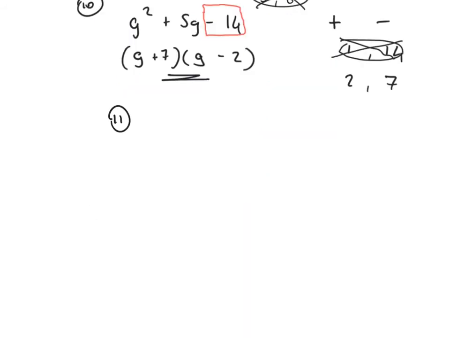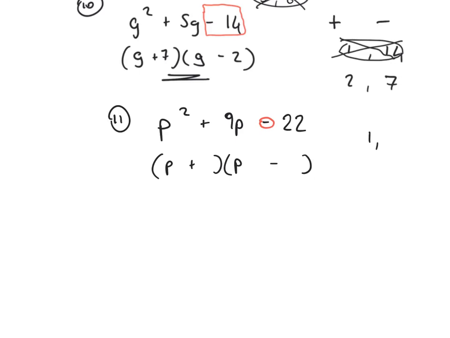Okay, example 11. P squared plus 9p minus 22. Okay, so I multiply together to get a negative result. So the signs need to be different.